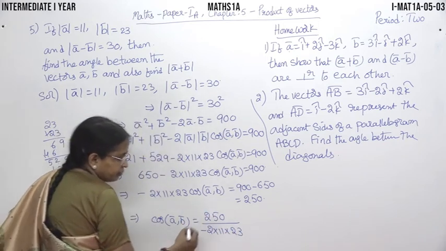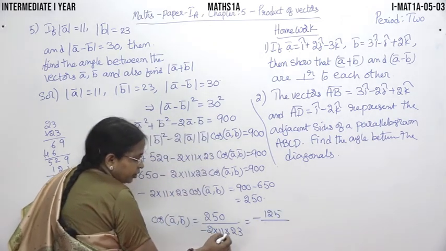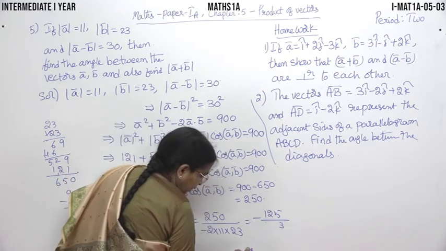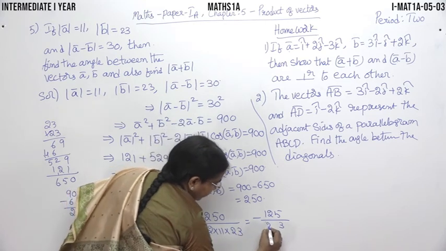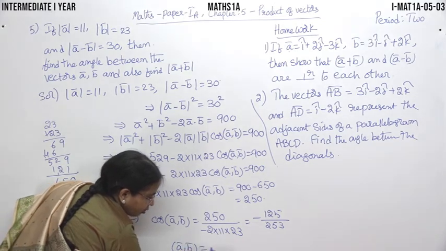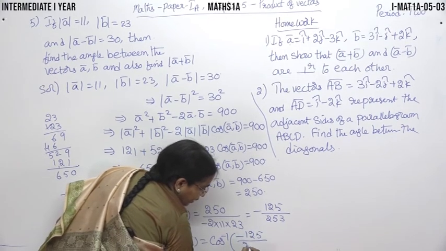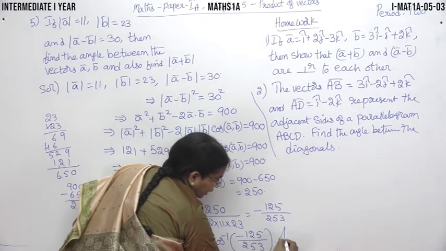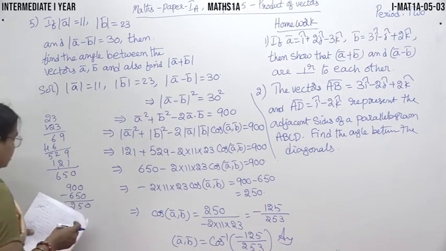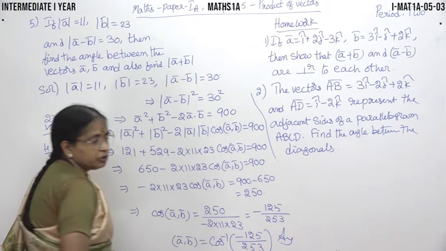2 goes 125 times. So it is minus 125 by 11 into 23. 2 gets cancelled. So 11 into 23: 11 times 3 is 33, 22, 25, 253. So the angle between A and B is cos inverse of minus 125 by 253. So this is your answer.